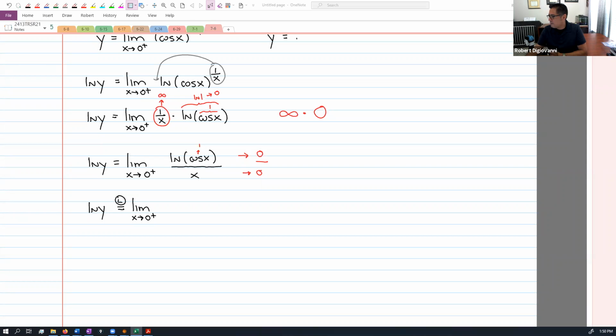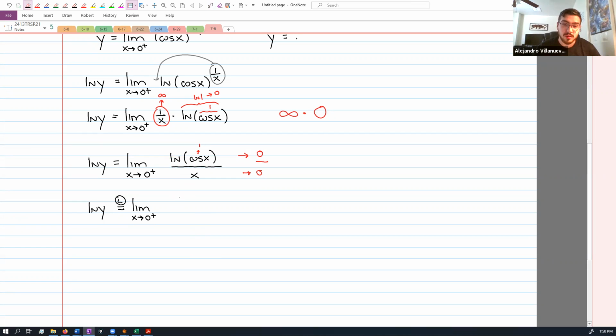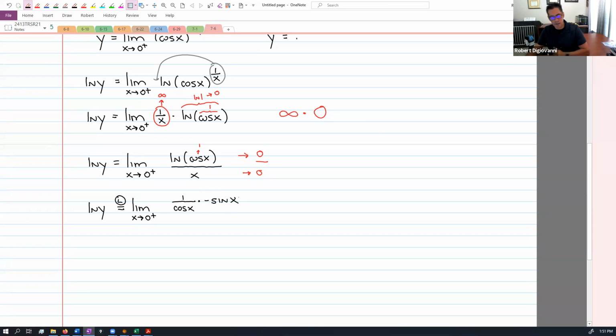Alejandro, you there? Yes, sir. Okay, so help me out with the derivative of the top. All right, so it's going to be kind of like a chain rule here. So first, we're going to take the derivative of natural log, which is going to be 1 over x, or I guess in this case, 1 over cosine x. Good, 1 over cosine x. And then you'd multiply that by what's inside, which would be negative sine x. Perfect. Everyone got that? That's the derivative of natural log of cosine of x.